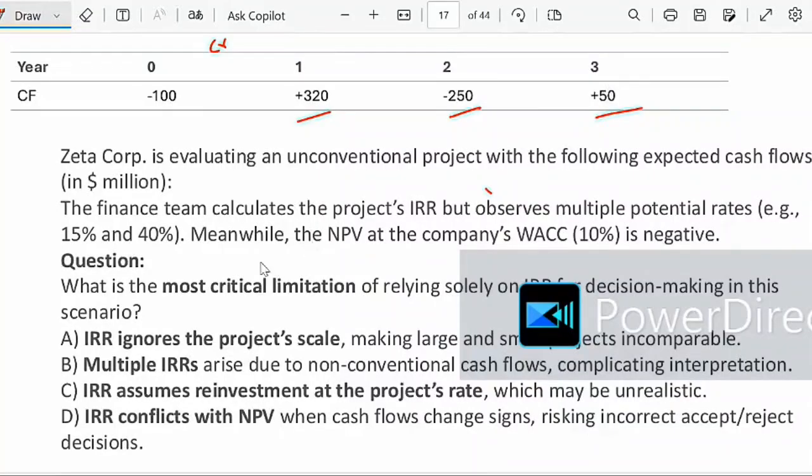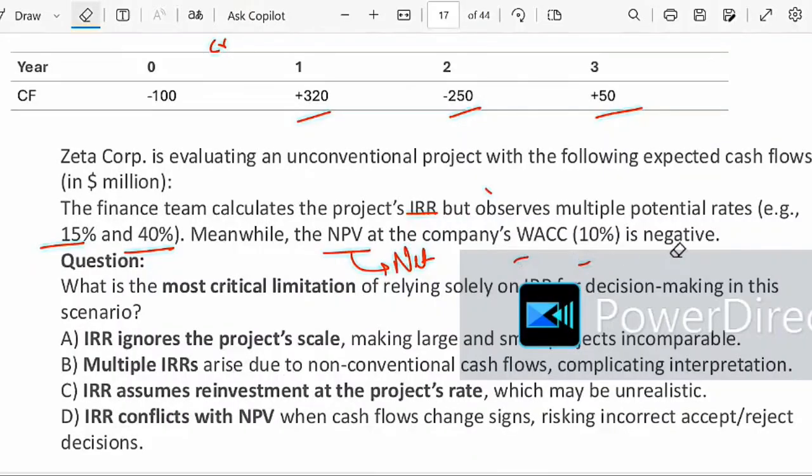Then what happened? The finance team calculated the project IRR, internal rate of return, and got two answers. The first answer they got was 15%, and the second answer was 40%. They are getting two internal rates of return, right? But when they calculated NPV, you know what NPV is? NPV means net present value, right? So when they calculated NPV at 10% WACC, which is called weighted average cost of capital, they got a negative NPV.